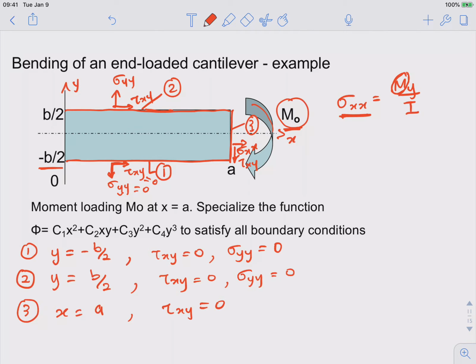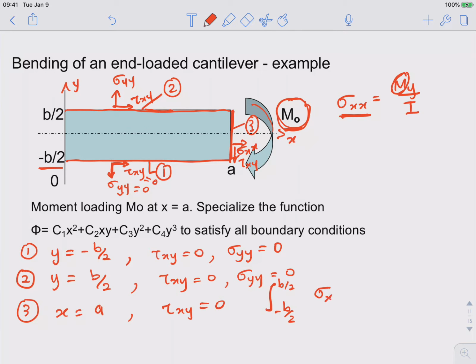How do I define that value? Well, I know that the sigma xx came about because of a pure bending moment. So how about I write the equivalent moment that that sigma xx creates? How do I do that? I take an integral. Because sigma xx is happening over the entire boundary, I have to integrate it from the bottom, minus b over 2, to the top.